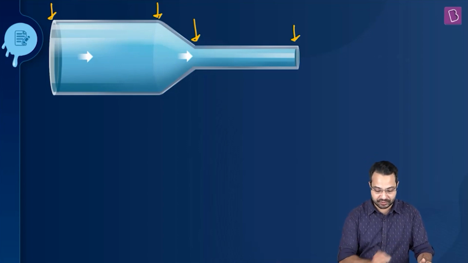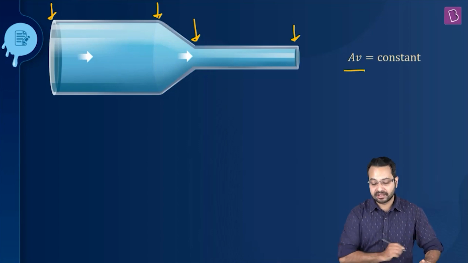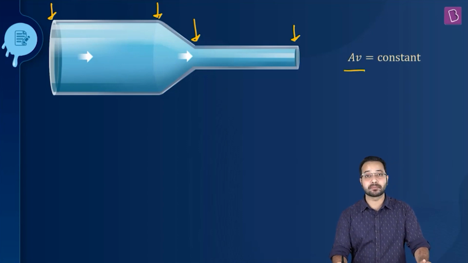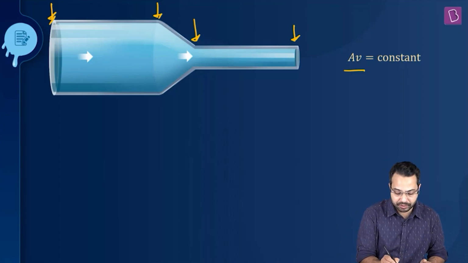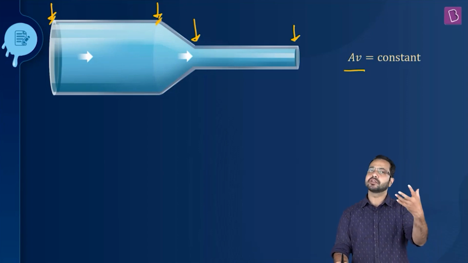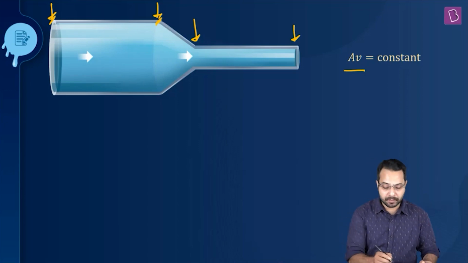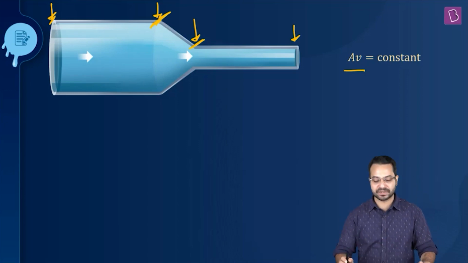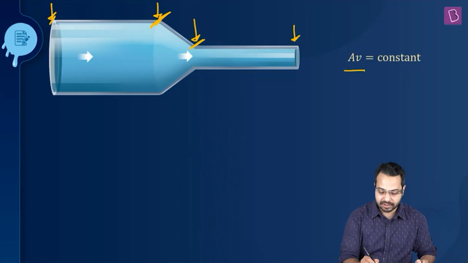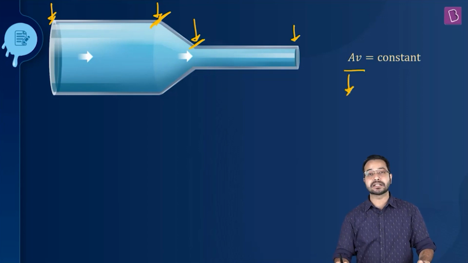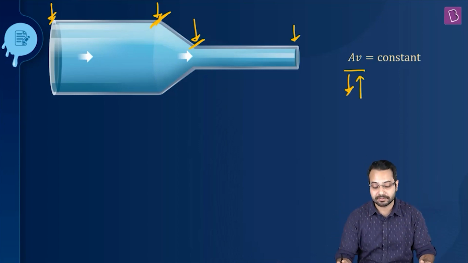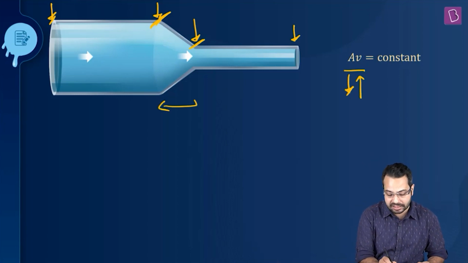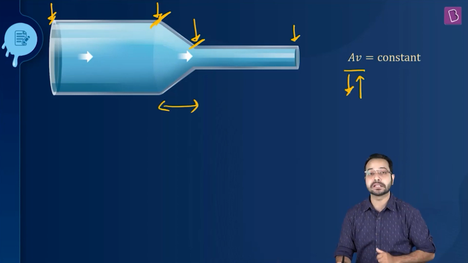And what is equation of continuity? It tells me that area of cross section multiplied by the velocity of fluid at that point has to be a constant. Now in this situation, from here to here, the area of cross section is the same, so the velocity of fluid is also going to be the same. But from this point to this point, the area of cross section is decreasing. So if area of cross section is decreasing, then velocity has to increase in order to make the product a constant, which means that in this region the velocity of fluid will increase.